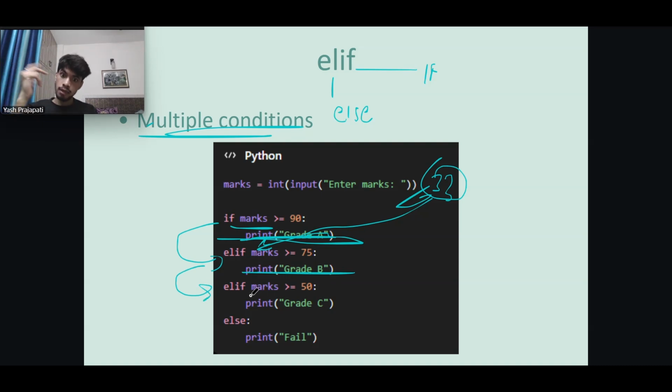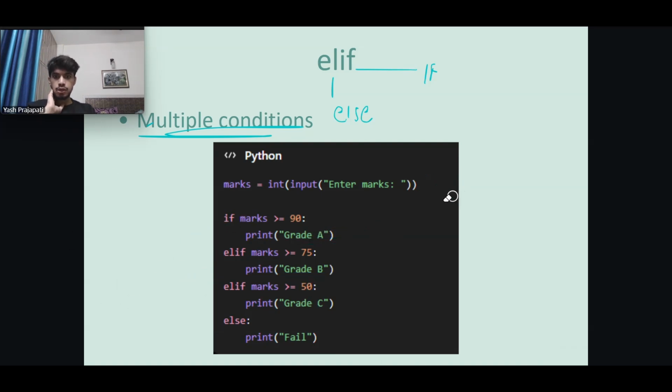It will check again: marks is greater than 50. Is 33 greater than 50? No, it is not. Then it will again skip this line and go to the else statement. Now we cannot use elif at the end. The last statement will always be an else statement. According to this question, the passing marks are only above 50. So we have taken 33. So here the else statement will print fail.